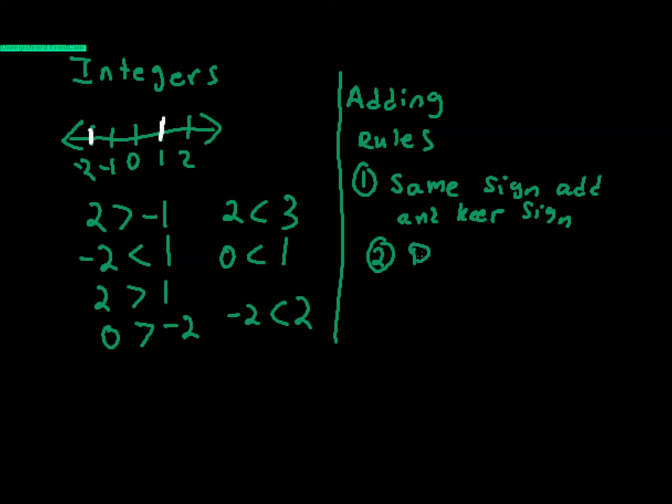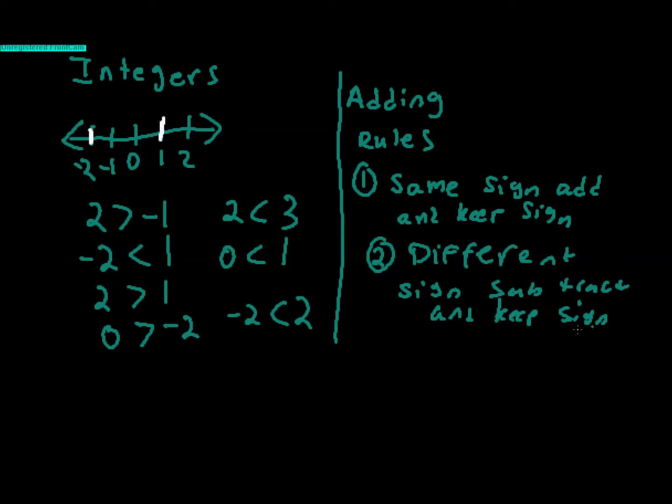Now, the second rule is with different signs you subtract and then you keep the sign of the bigger number. So, for example, if it was 3 plus -1, you would subtract 3 and 1, and you would keep the sign of the bigger number, which would be positive, so it would be +2. Now I'm going to go over some examples just to make things clear.